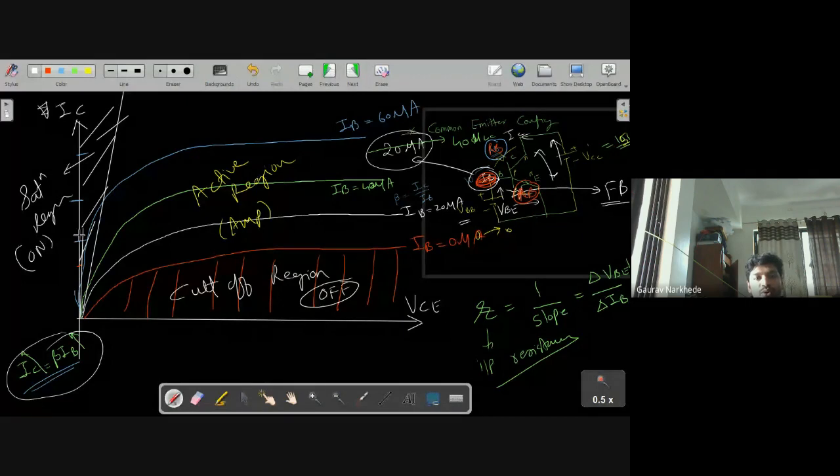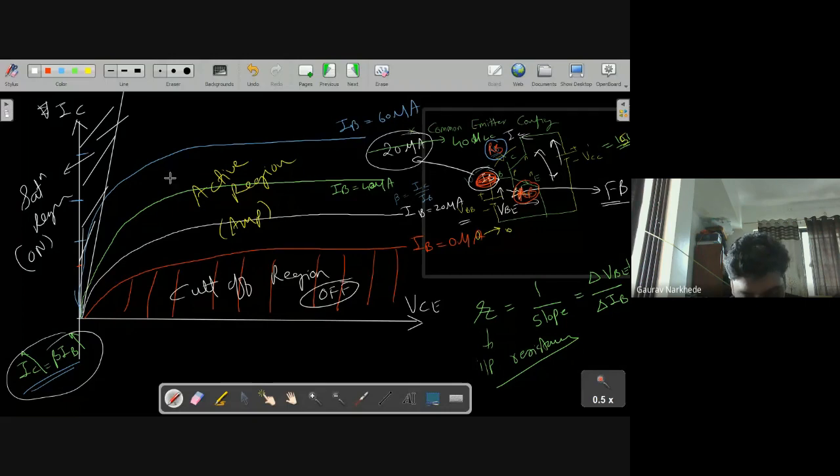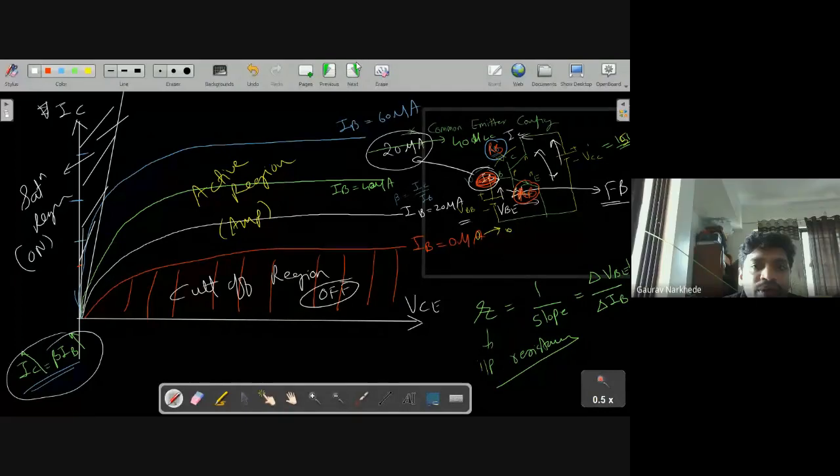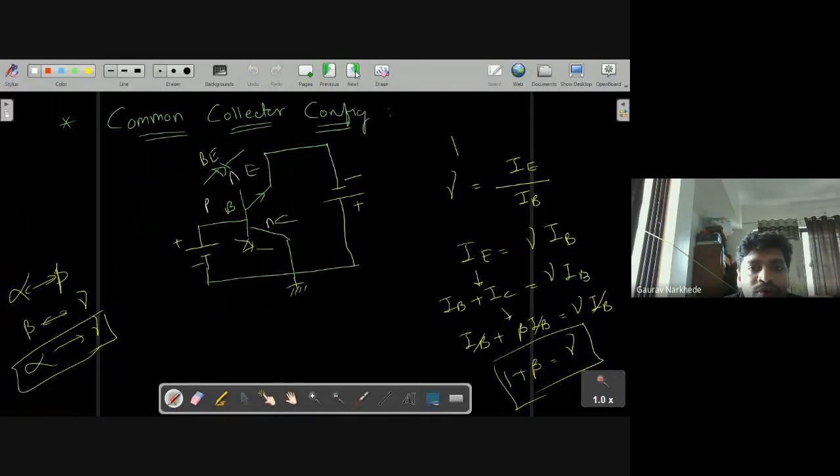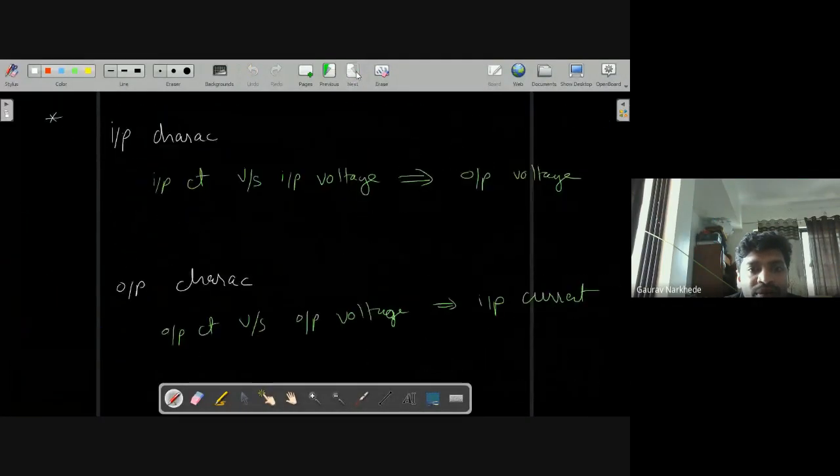Okay, so similarly these are the characteristics of common collector configuration, right? The output characteristics of common emitter configuration and common collector configuration are the same. Okay, now just tell me.